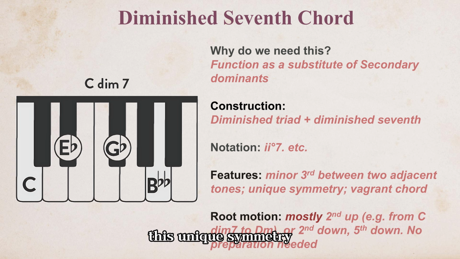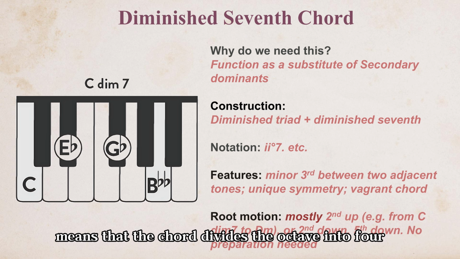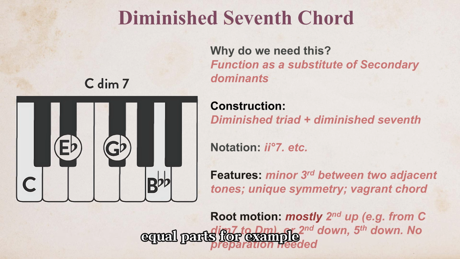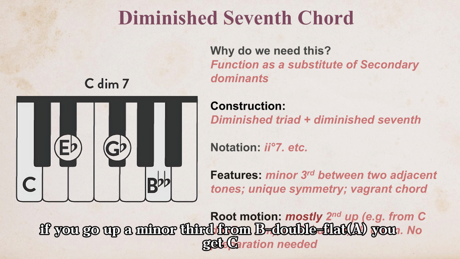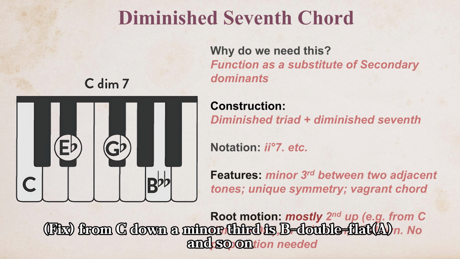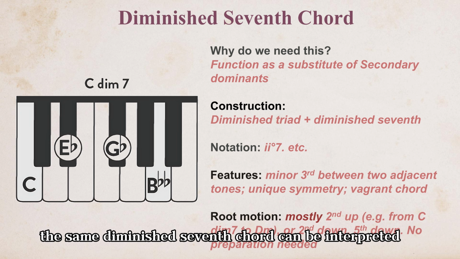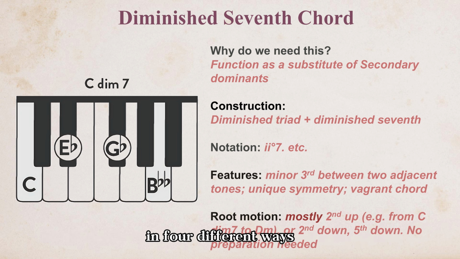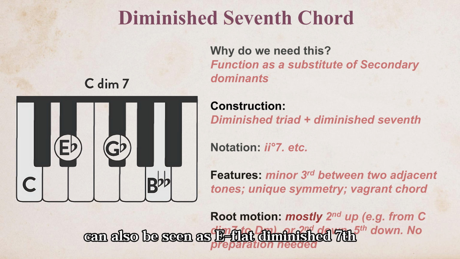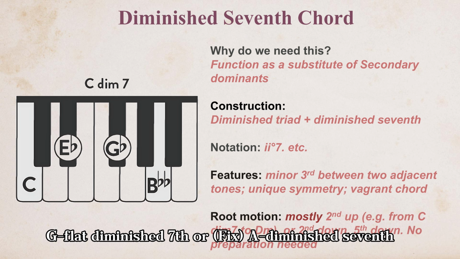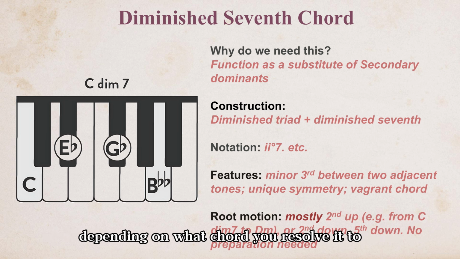This unique symmetry means that the chord divides the octave into 4 equal parts. For example, in a C diminished 7th chord, if you go up a minor third from B double flat, you get C. From C, up a minor third is E flat, and so on. Because of this structure, the same diminished 7th chord can be interpreted in 4 different ways. C diminished 7th can also be seen as E flat diminished 7th, G flat diminished 7th, or A flat diminished 7th, depending on what chord you resolve it to.